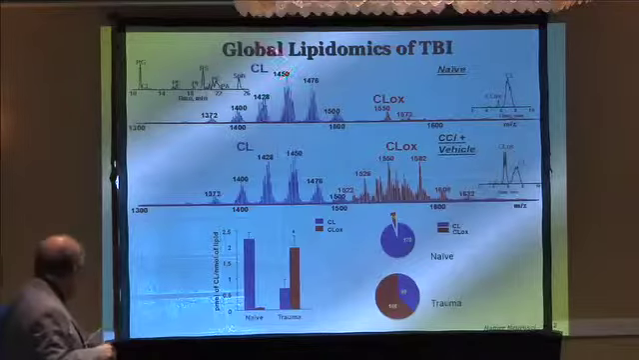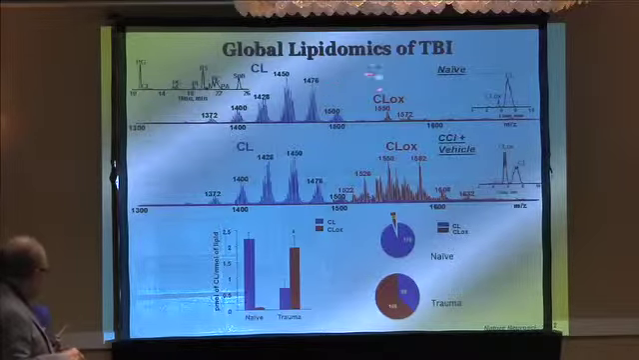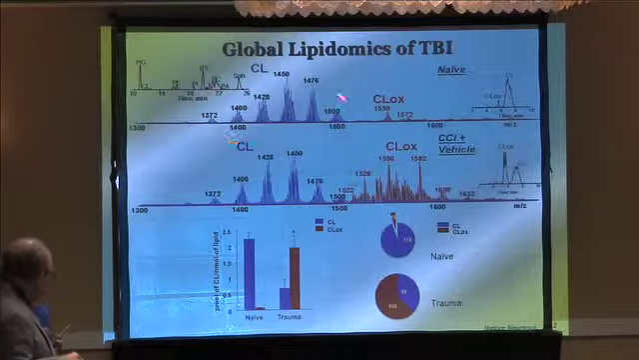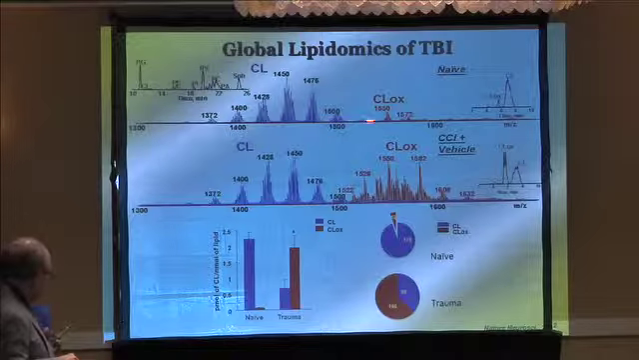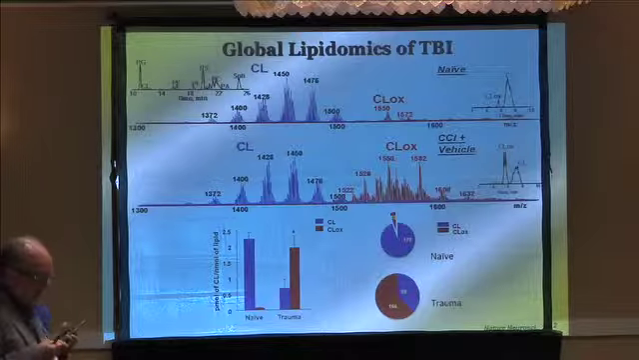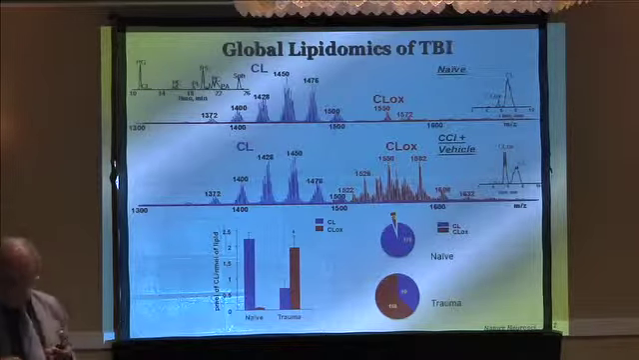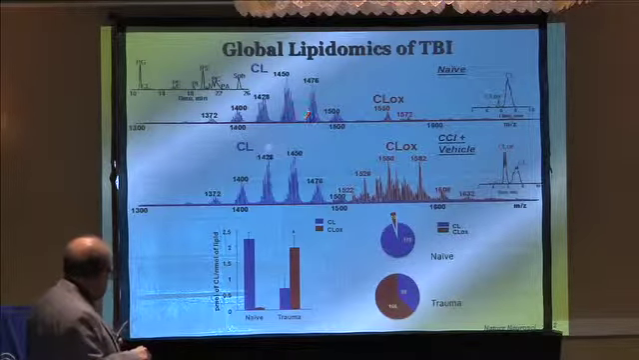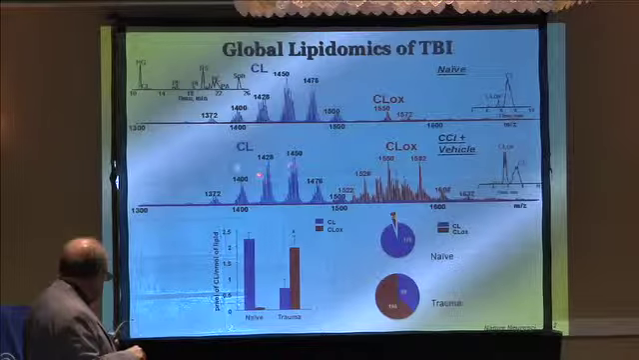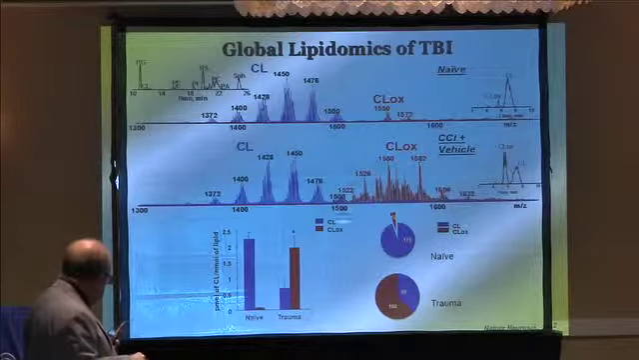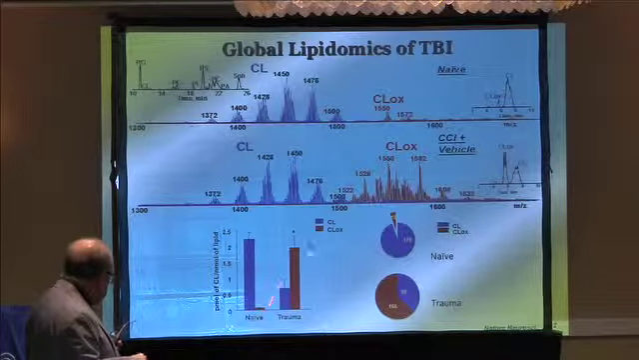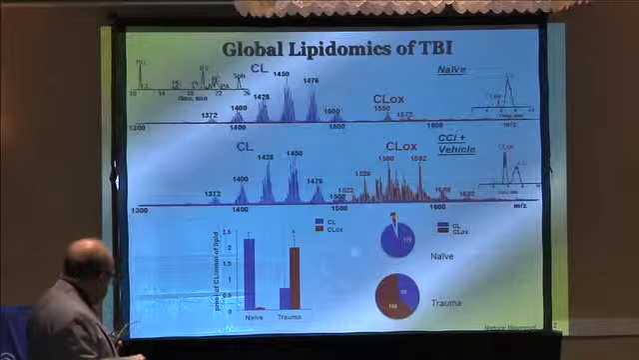Here's my example: traumatic brain injury. You can look at brain cardiolipins, and the blue ones represent normal, non-oxidized cardiolipin species. The red one is cardiolipin ox, a small amount of oxidized cardiolipin in normal brain. After traumatic brain injury, acute brain injury, you see that the amount of normal cardiolipin decreases. But what is more amazing is that the amounts of oxidized cardiolipin increase dramatically. You can see it here as a diagram.